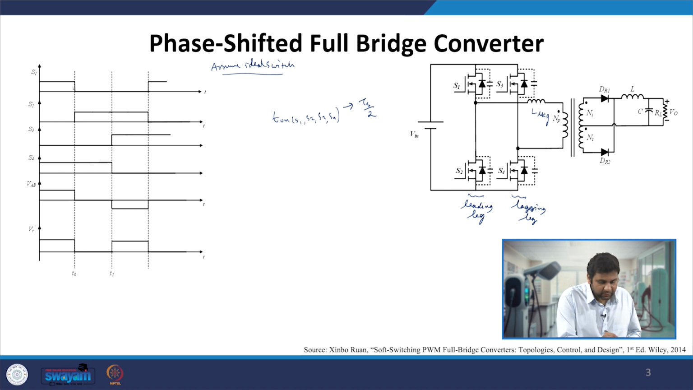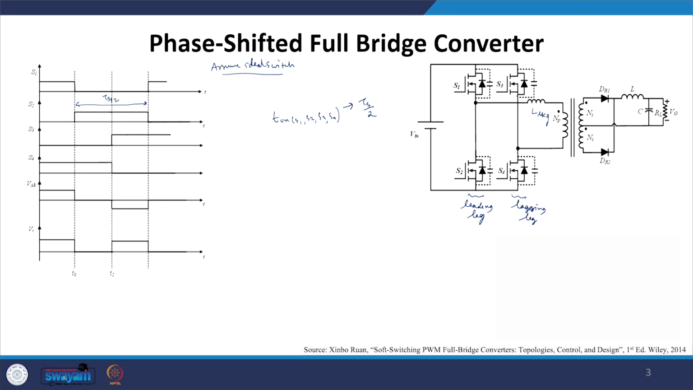That is, when the S1 turns off, we are turning on the S2 switch, and this S2 switch turns on for Ts by 2 period. During that time, if we look very carefully, when the S1 turns off and S2 turns on, the switches S3 and S4 are not changing state. The switches in the lagging leg, which are S3 and S4, will change state, that means S3 will be turning on at T equal to T2.